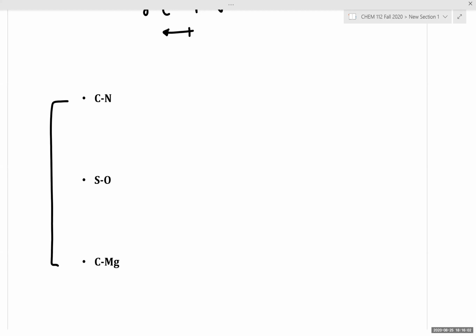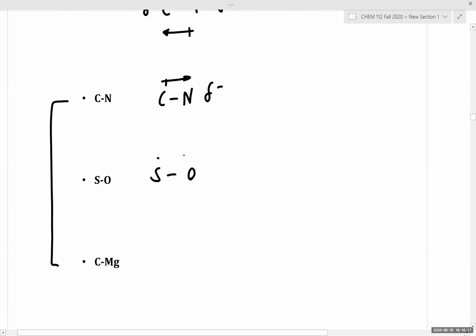And the responses I see in the chat look great so far. So let's discuss. For our carbon-nitrogen bond, nitrogen is more electronegative, so our dipole will point towards nitrogen. For our sulfur-oxygen bond, oxygen's more electronegative, so our dipole will point towards oxygen. For a carbon-magnesium bond, carbon is more electronegative, so this bond will point towards carbon.